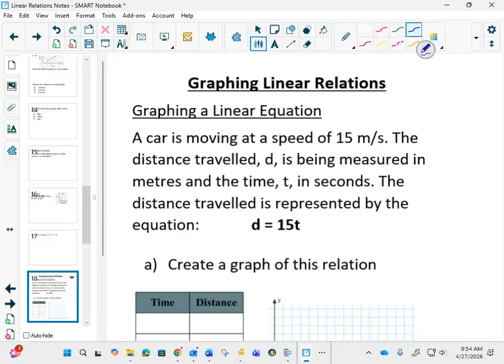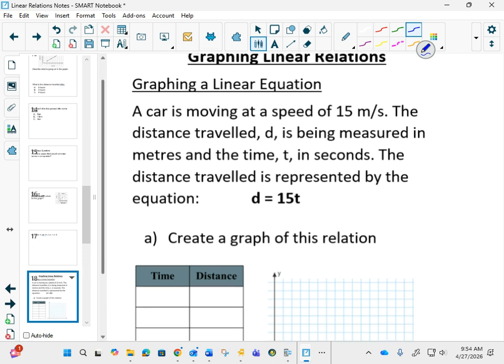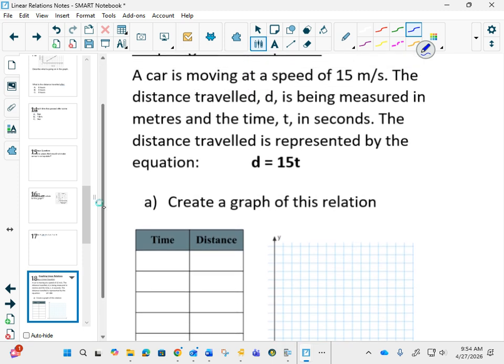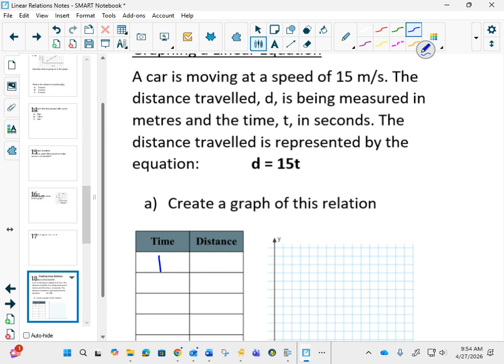Graphing linear functions. So we're going to get an equation, a situation. Here the situation is a car is moving at 15 meters per second. The distance traveled is measured in meters and the time is in t. This is the equation. Does it make sense? If it's traveling 15 meters per second, in 1 second it will go 15 meters. How far will it go in 2 seconds?